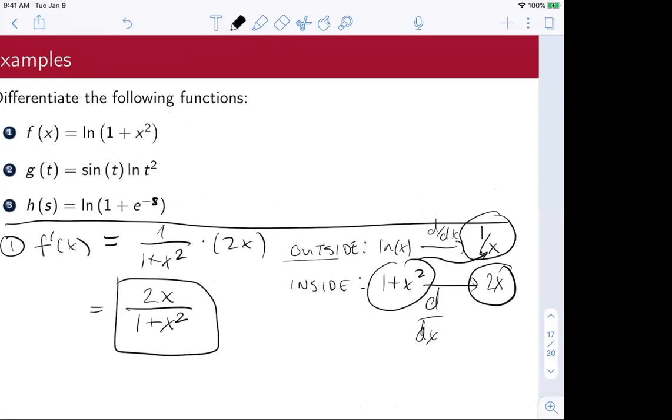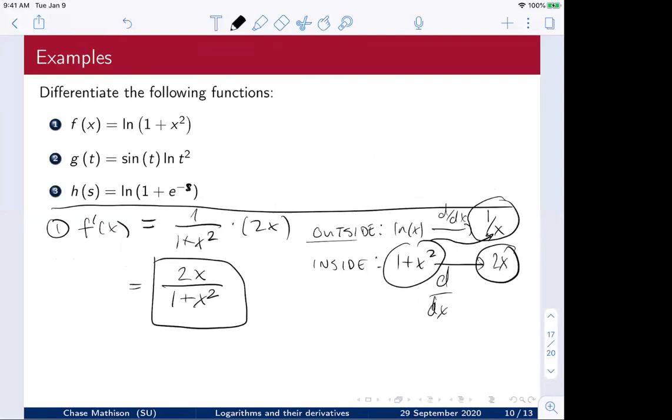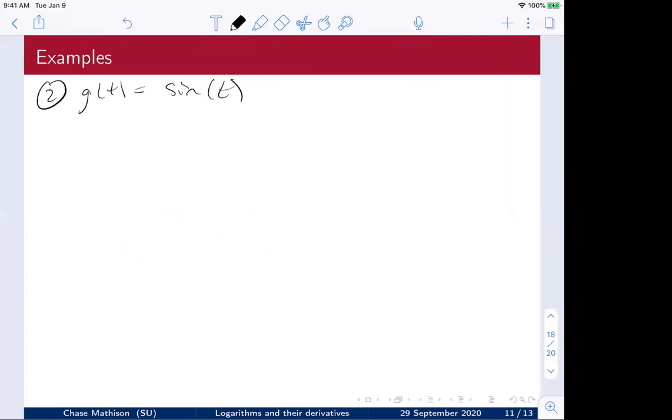Number two is a good one. We've got g of t is sine of t times the natural log of t squared. We want to find the derivative with respect to t. So what rule do I need to use here? Yeah, product rule. Don't whisper it. Shout it from the rooftops. We have sine of t times natural log of t squared. That's definitely a product rule.